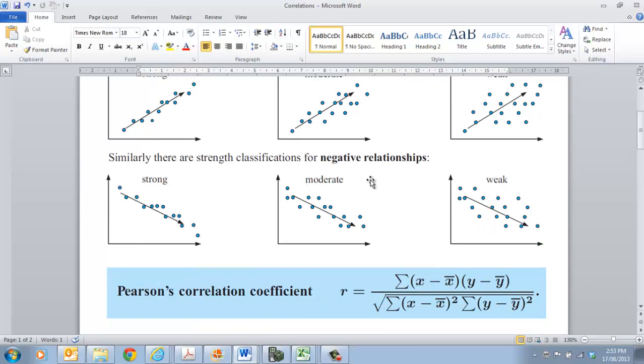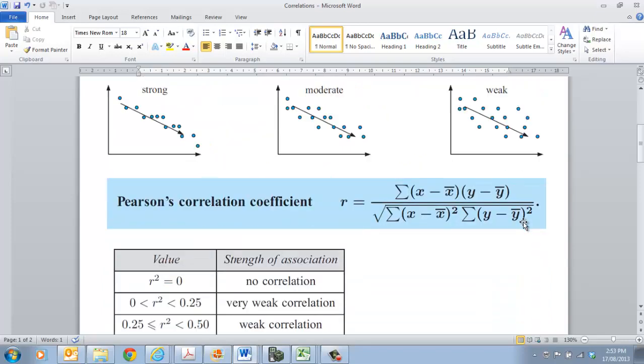So similarly, if we look at the negative relationship, the difference there is that one's going up, this one's going down. So we call this a negative correlation, a negative relationship. Right? So it could be a strong negative correlation, a moderate negative correlation, or a weak negative correlation. All right, so keep that in mind.